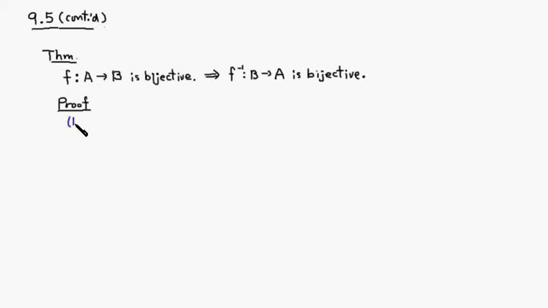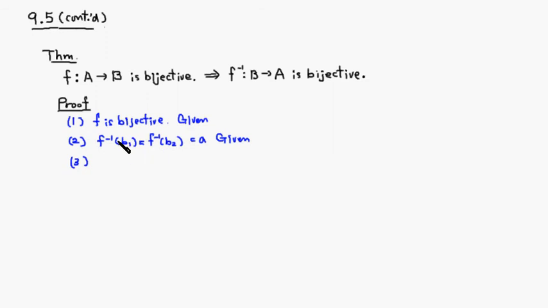So start with, assume that f is bijective. So that's given, line 2. All right, so let's try to show that f inverse is 1 to 1. So let's start with f inverse of b1 is equal to f inverse of b2. Let's call that a. That's given, line 3.